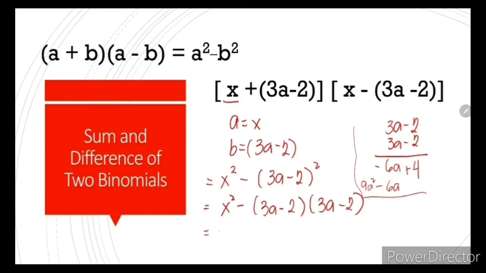Now, let us get the partial product. So, bring down 4, so positive 4. Negative 6a plus negative 6a is equal to negative 12a. Then, bring down 9a squared. So (3a − 2) multiplied by (3a − 2) is 9a squared minus 12a plus 4. So, this is our final answer.